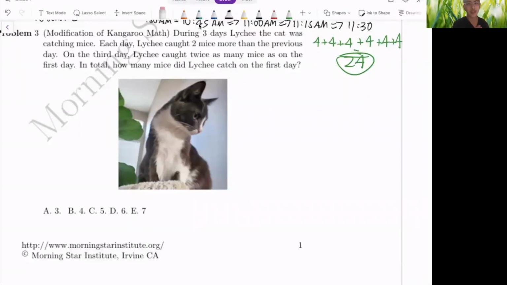Problem 3. During 3 days, Lychee the cat was catching mice. Each day, Lychee caught 2 mice more than the previous day. On the 3rd day, Lychee caught twice as many mice as on the 1st day. In total, how many mice did Lychee catch on the 1st day?